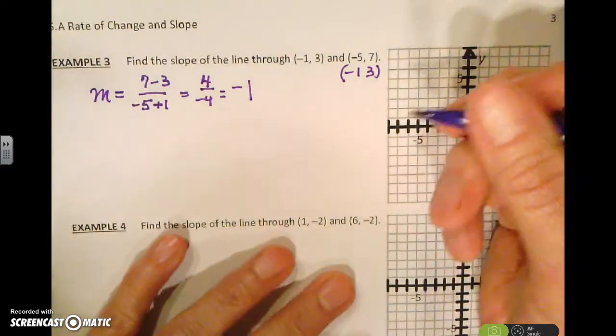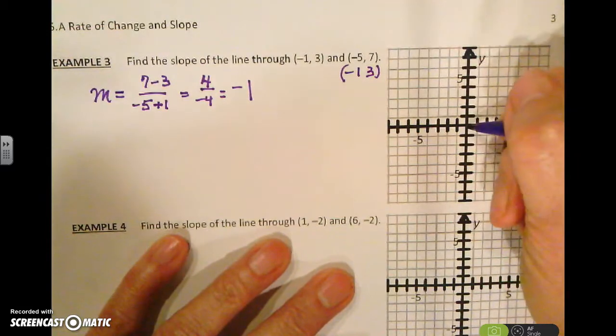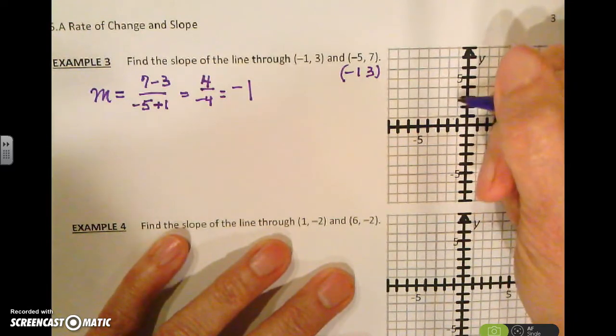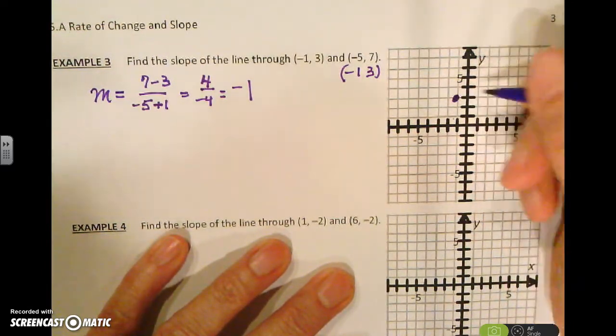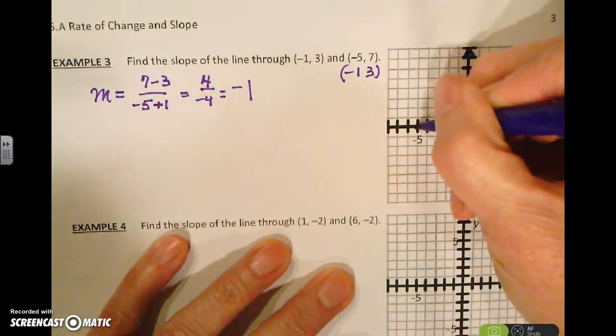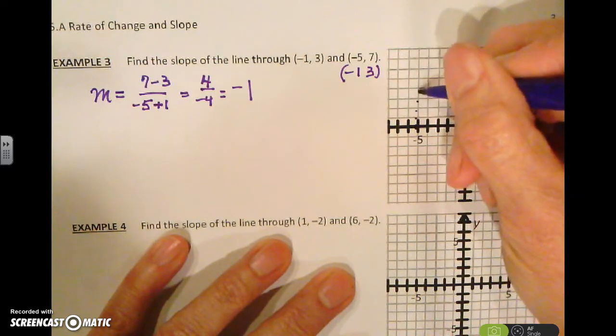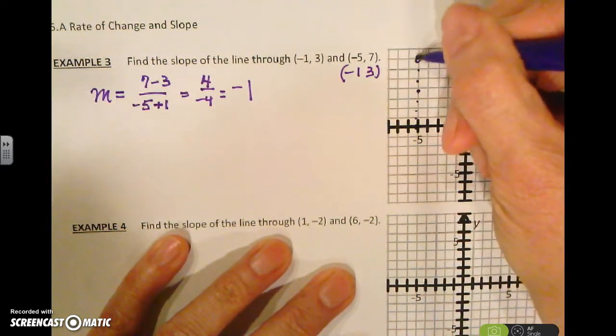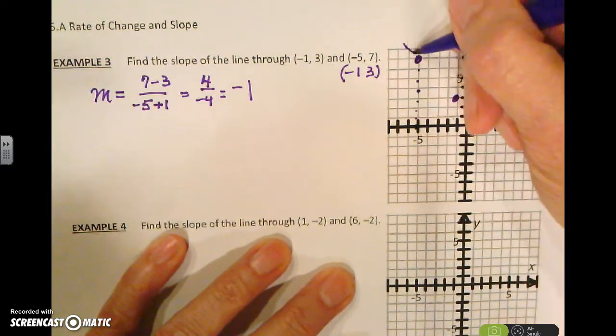So let's verify that by plotting those points. So I have -1, 1, 2, 3 right here. We have -5, 1, 2, 3, 4, 5, and then 7, 1, 2, 3, 4, 5, 6, 7 right here. So you can see our line.